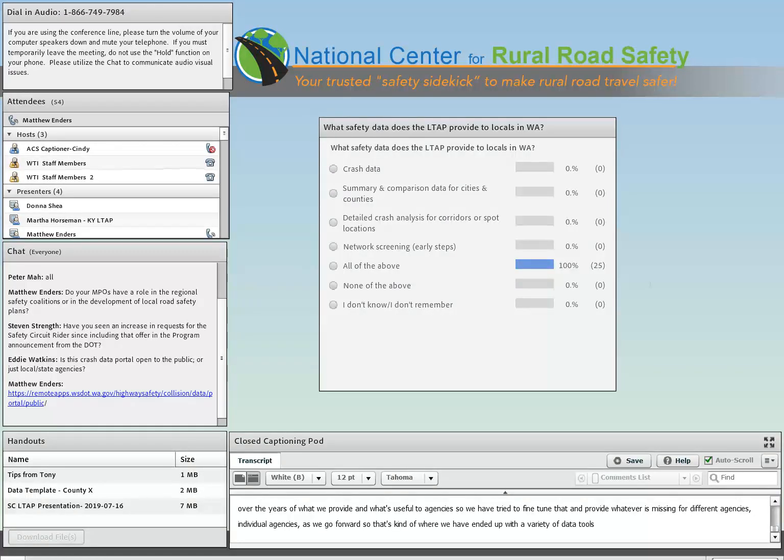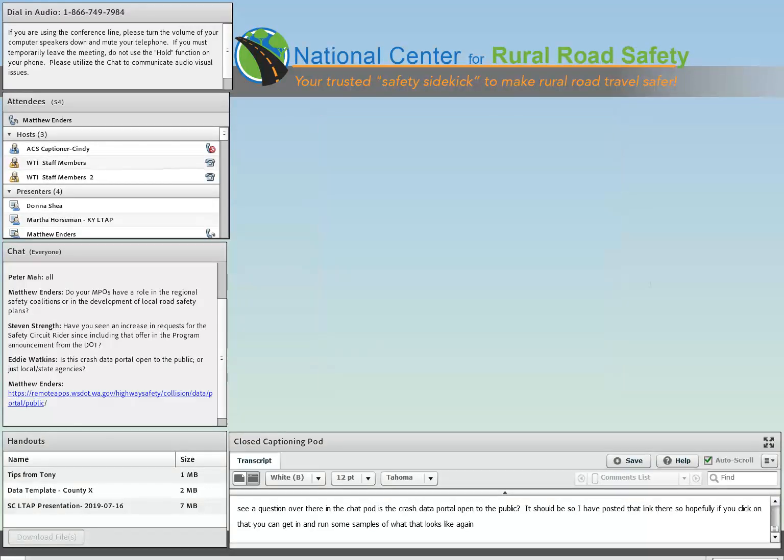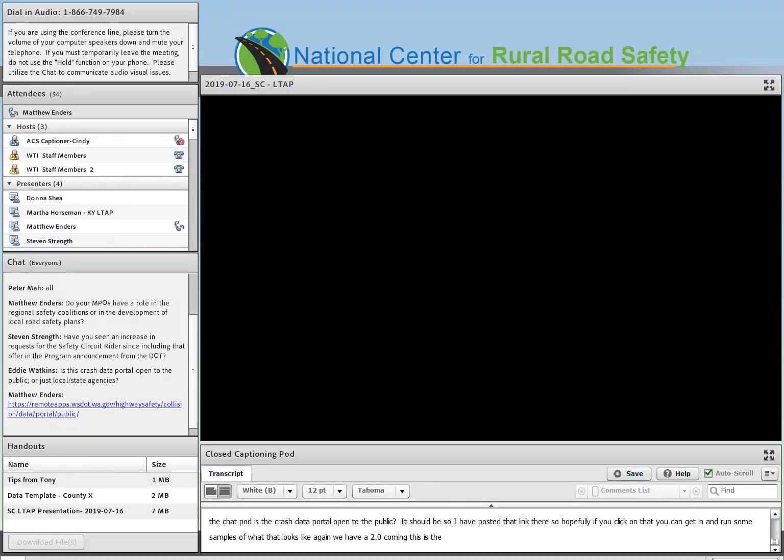And I see a question over there in the chat pod about, is the crash data portal open to the public? It should be, and so I've posted that link there, so hopefully if you click on that, you can get in and run some samples of what that looks like. Again, we have a version 2.0 coming. This is the version 1.0 that's out there, but I believe anybody can access that.